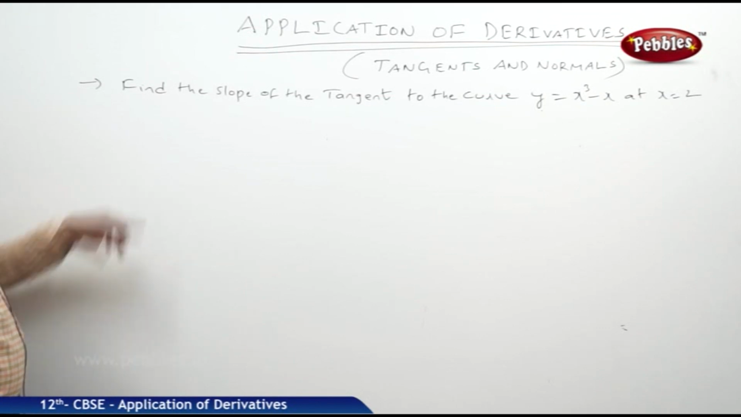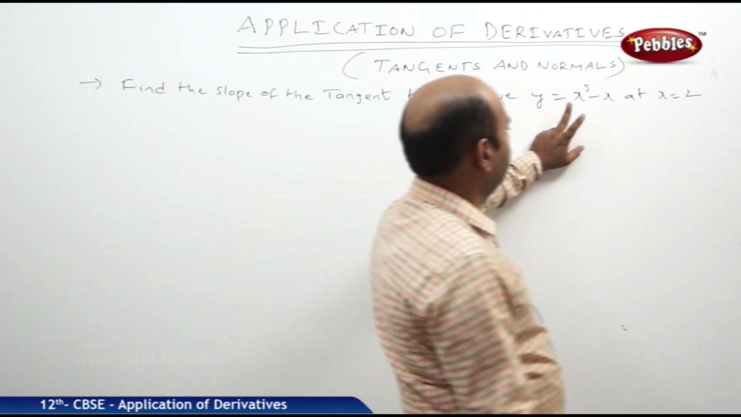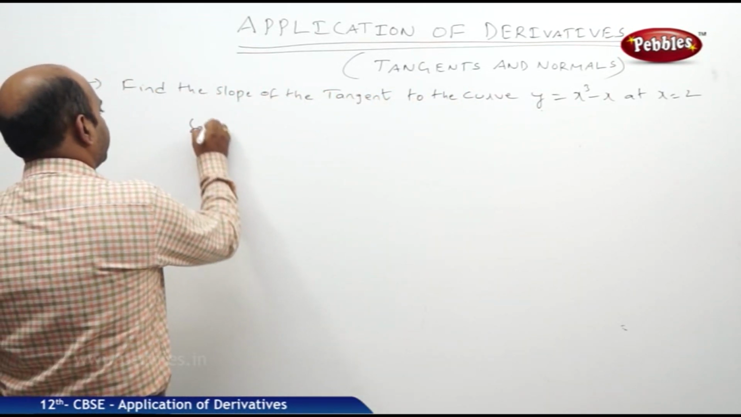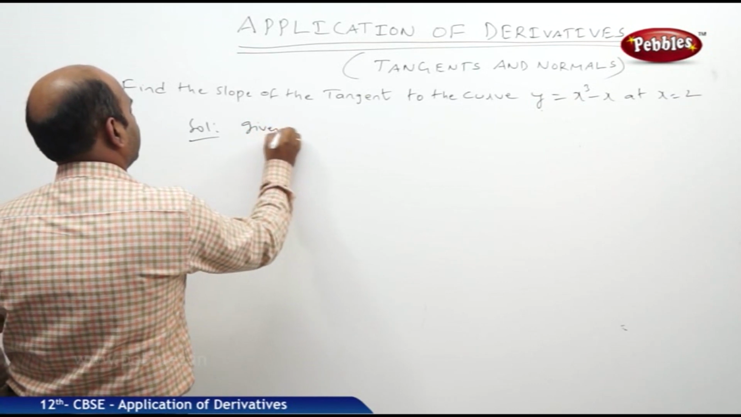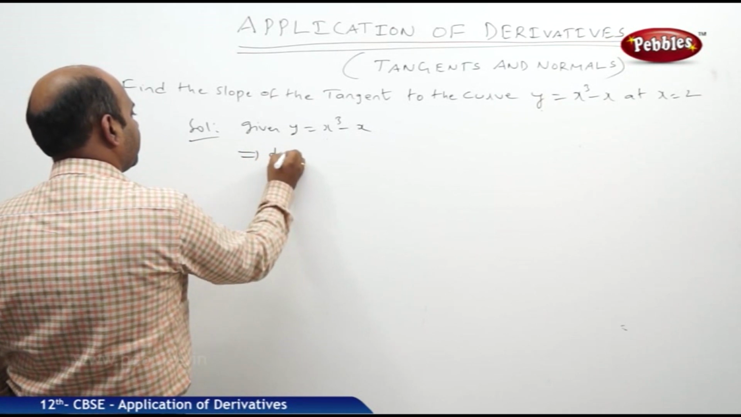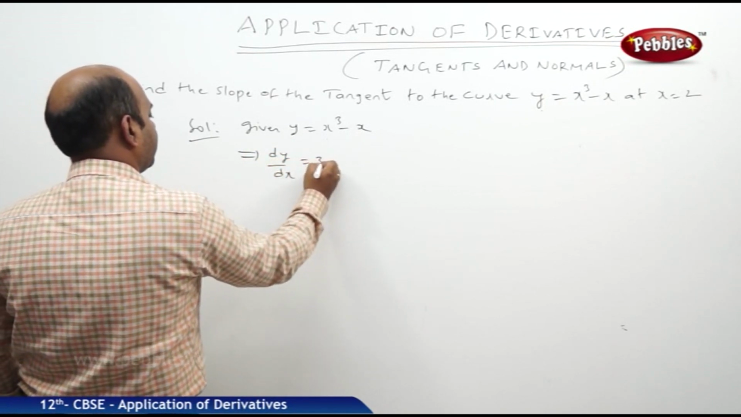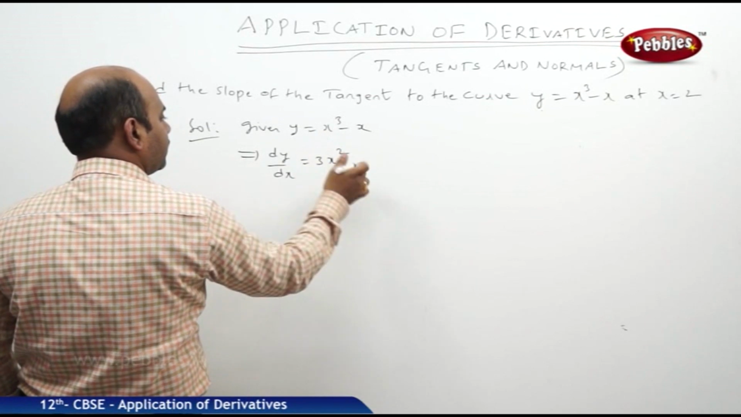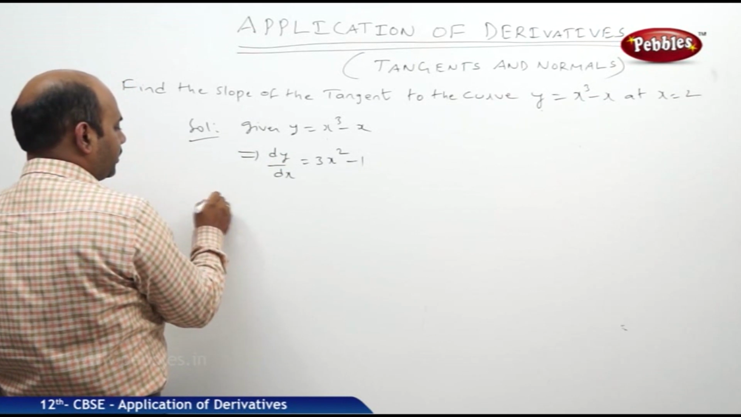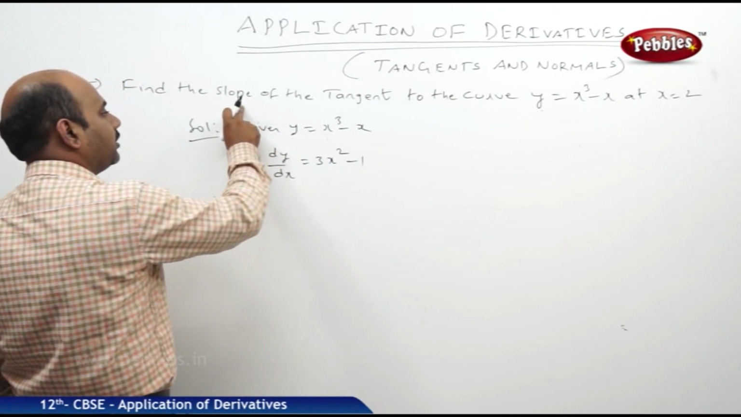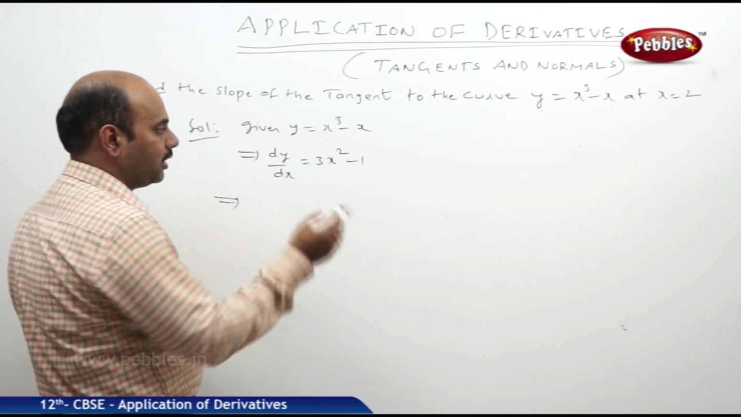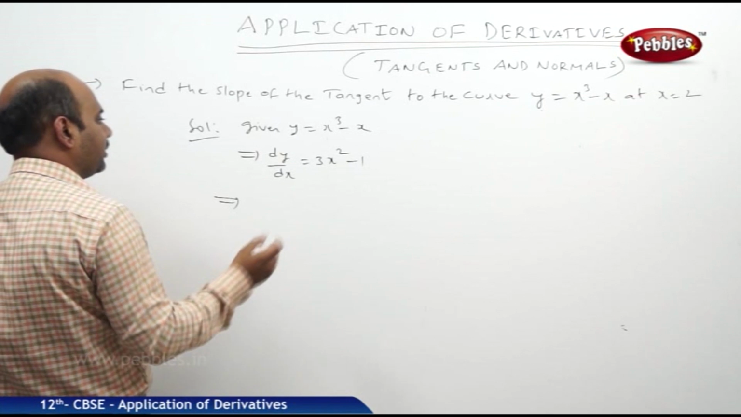He is asking us to find the slope of the tangent to the curve y is equal to x cube minus x at x is equal to 2. So what should we do? Given y is equal to x cube minus x, we differentiate with respect to x. So dy by dx is equal to 3x square minus 1. Now dy by dx always represents slope, but we are required to find the slope of the tangent to the curve at the point x is equal to 2. That means wherever we have x, we need to substitute that value.